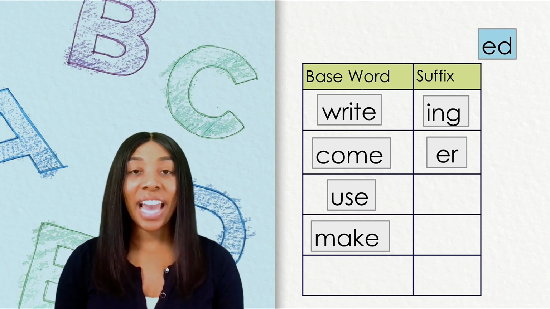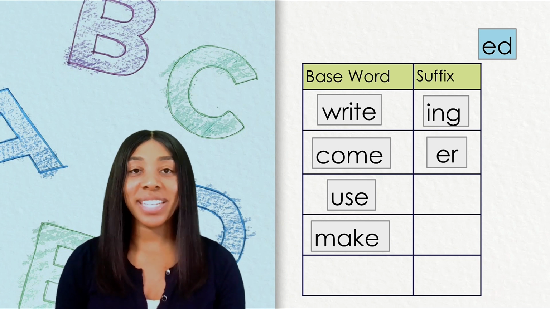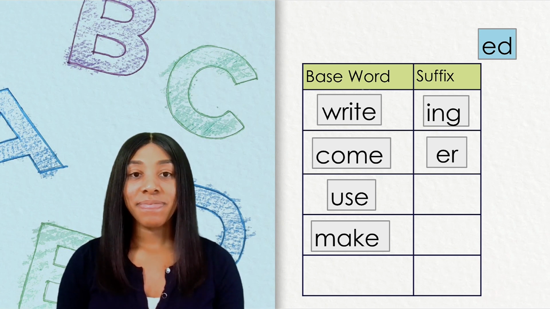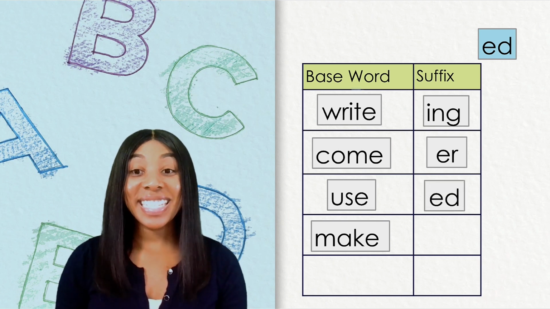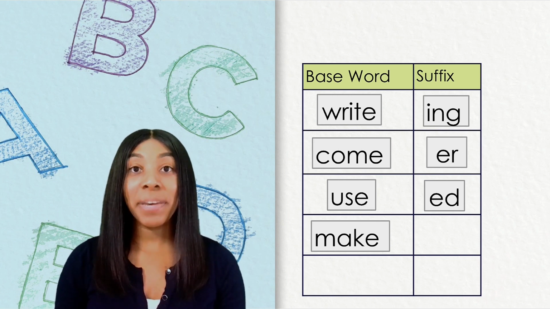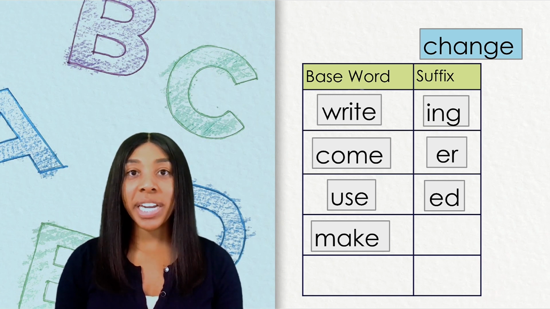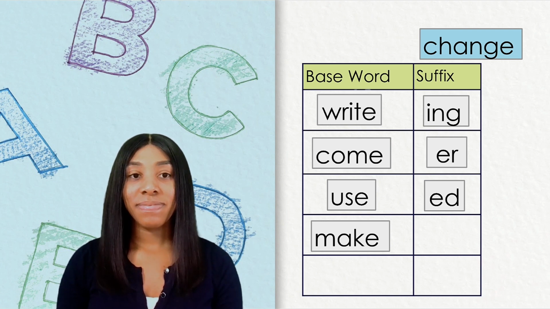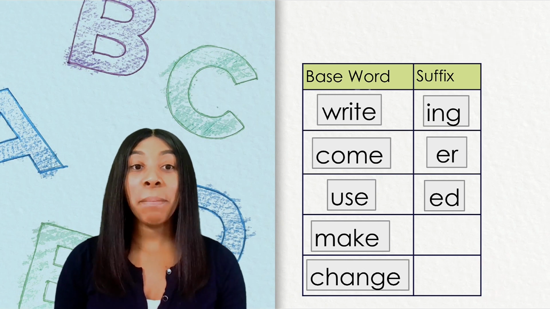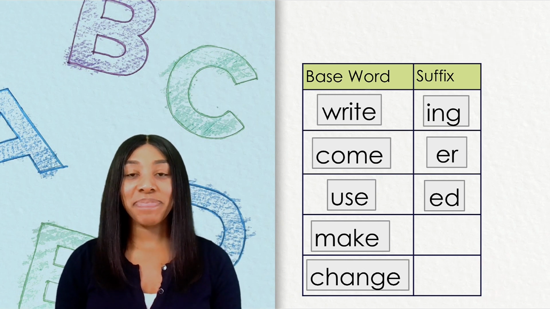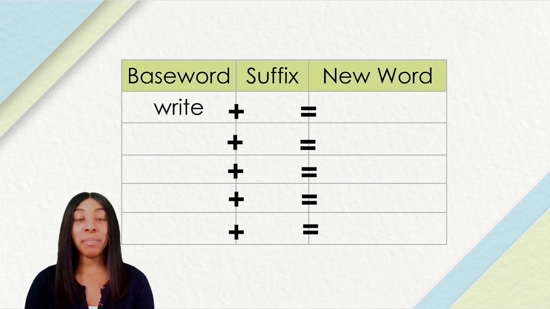We have ed, and remember it makes 3 sounds. Id, t, and d. Is this a base word or a suffix? Ed is a suffix, and we can add it to the end of a base word to mean it happened in the past. Change. Is this a base word or a suffix? Change is a base word. We can add affixes to it. Now we will use these word parts to make some new words.